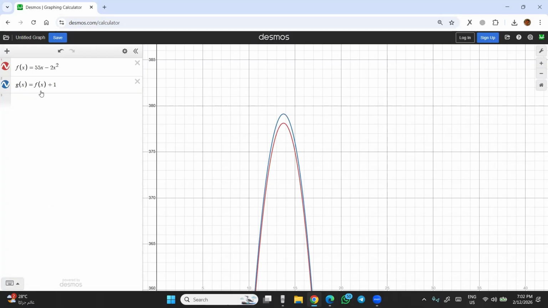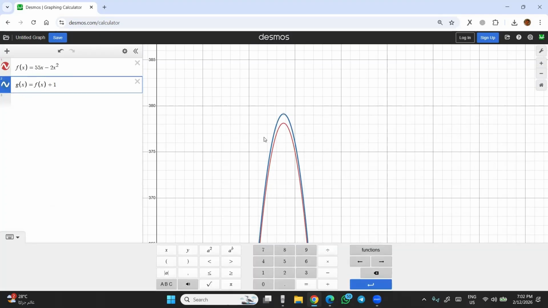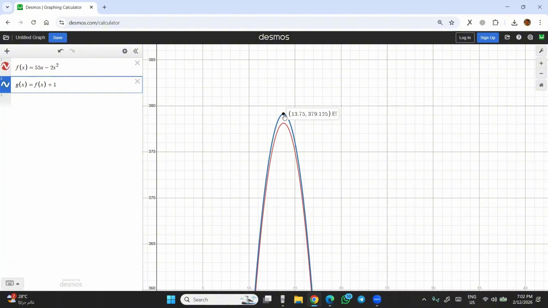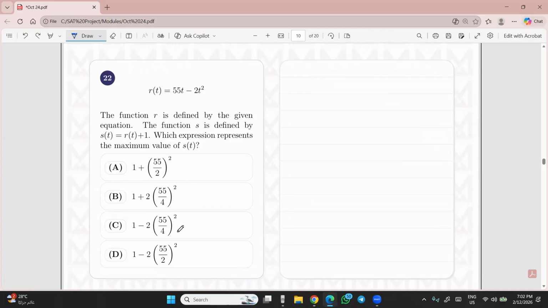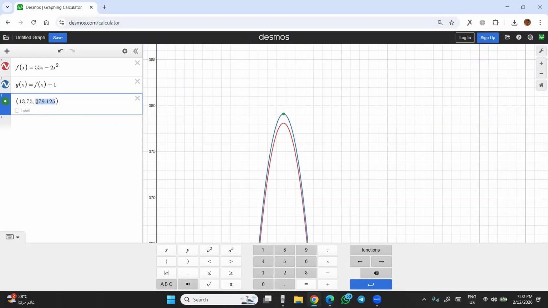The maximum of this blue curve is at this point right here. If you just click on this, you see some numbers. This is the value of x, and this is the value of y. We need to consider this number. So here is our number. Let's take this number and focus on this. And the options are one of these. So we need to check every one of them to get the same answer at this number.